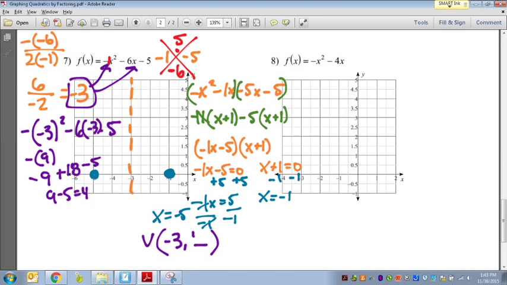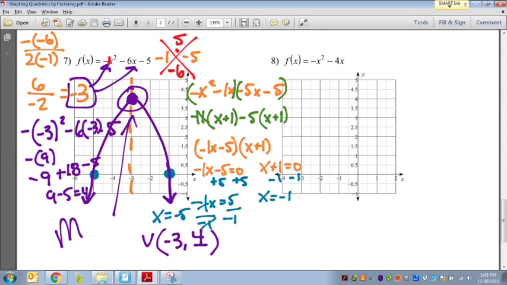So that means my vertex is at negative 3, 4, which is up here. And then we're going to just go bloop and bloop. And that's what my parabola looks like. And I notice that the vertex is up at the top, meaning it's at the maximum.